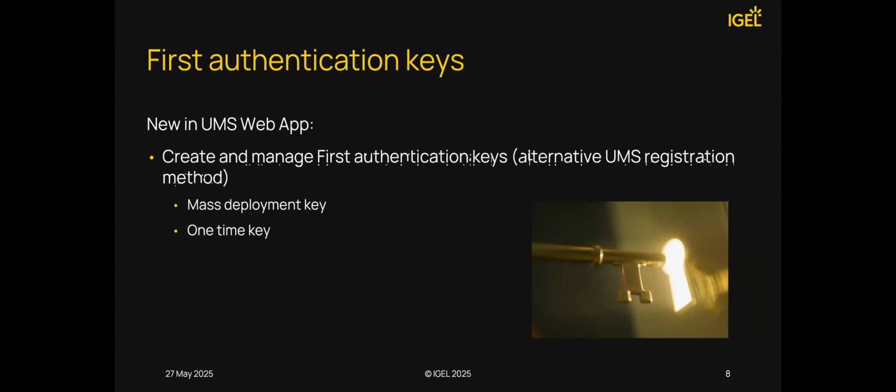And now you can create the mass deployment keys and the one-time keys in the UMS web app. So you can create the keys there, define them, then give them to the end user. They type it in during the onboarding wizard, and then they will be registered in the UMS. So another great optimization of the UMS web app.